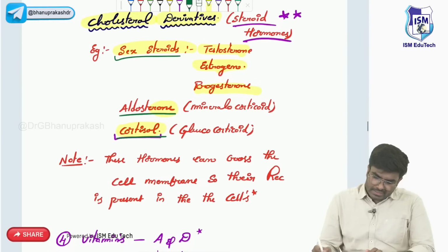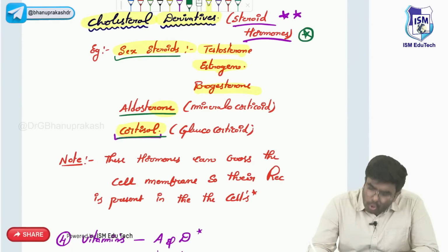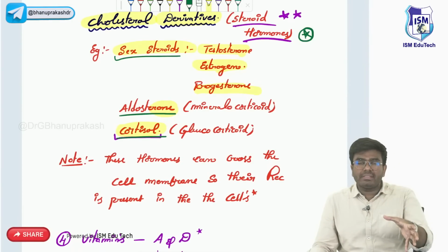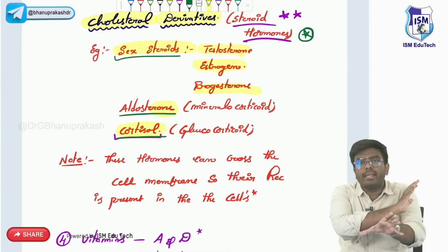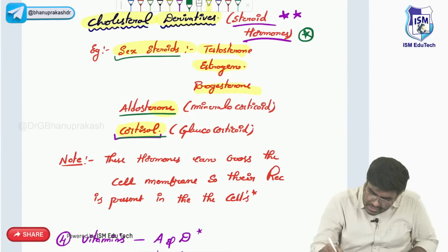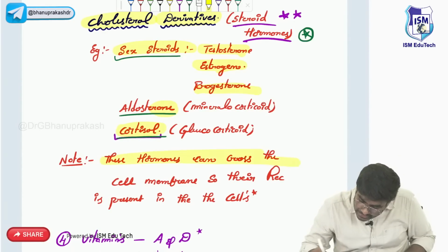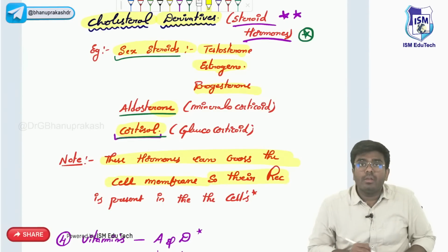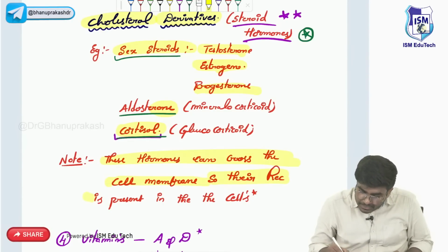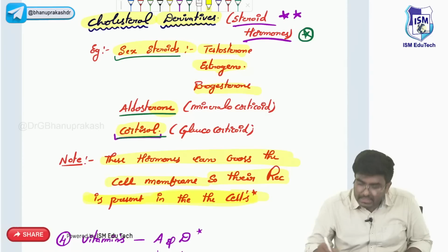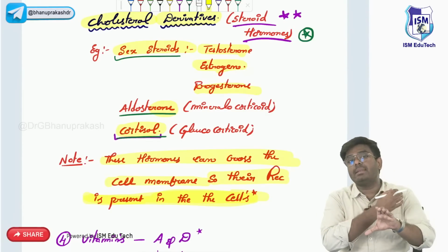Now, important point is, as they are derived out of cholesterol, a fatty thing, a lipid thing, they can easily cross the cell membrane. So all these hormones which I have discussed here can cross the cell membranes. So where are the receptors present? Their receptors are present inside the cells, not on the cell surface.